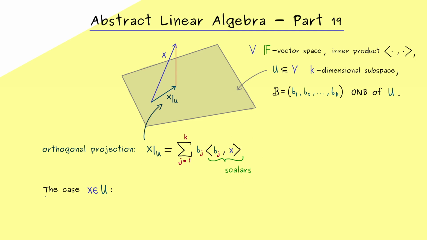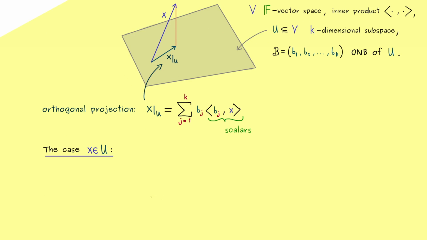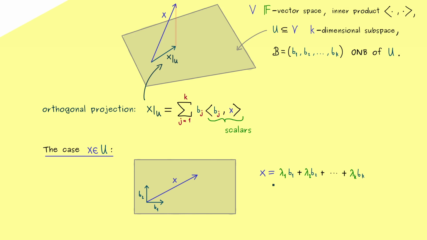Obviously, in this case, the orthogonal projection of x is equal to x. But of course, the formula still holds. So maybe let's sketch this case. Now we just have to consider the subspace U. And inside U, we find our nice basis vectors from B, which are mutually orthogonal and also normalized. So every vector has length 1. And now our vector x also lies in U, which means it can be represented by a linear combination with the vectors from B. And you know, this is a common problem in linear algebra. To find the coefficients of a linear combination, we have to solve a system of linear equations. However, having an inner product and an ONB makes finding these coefficients ridiculously easy.